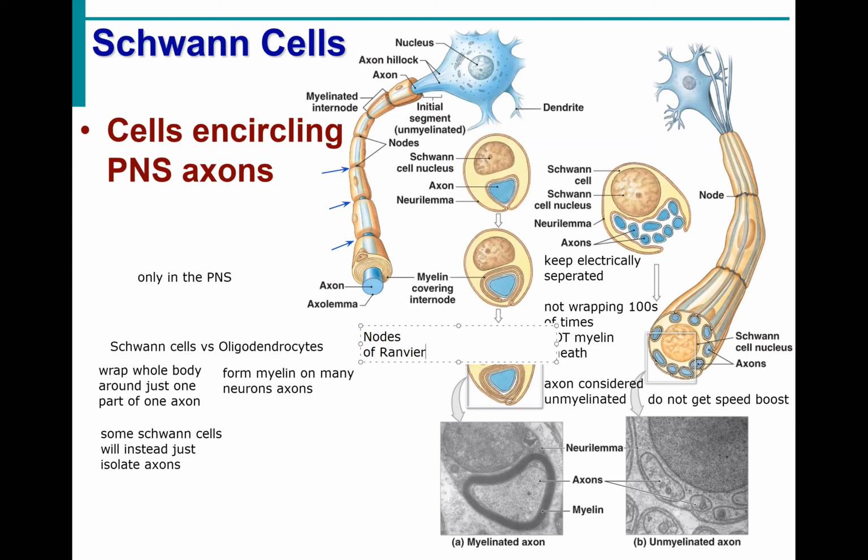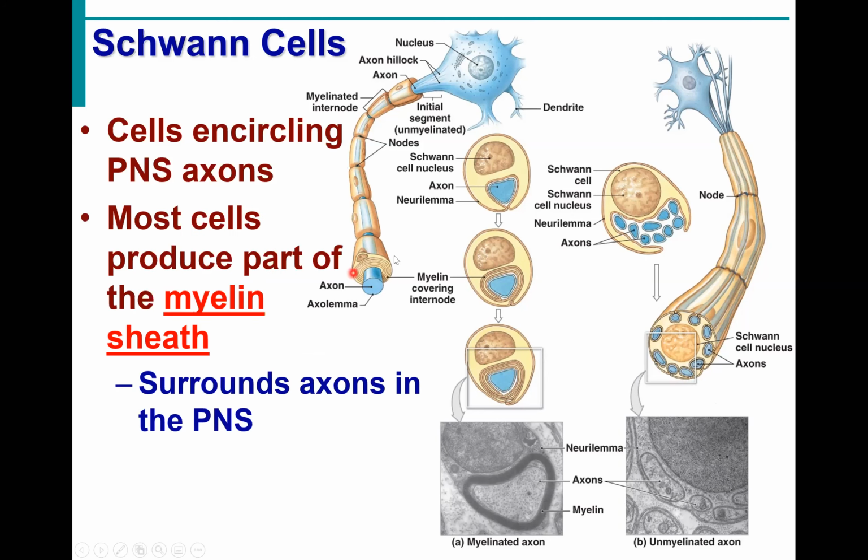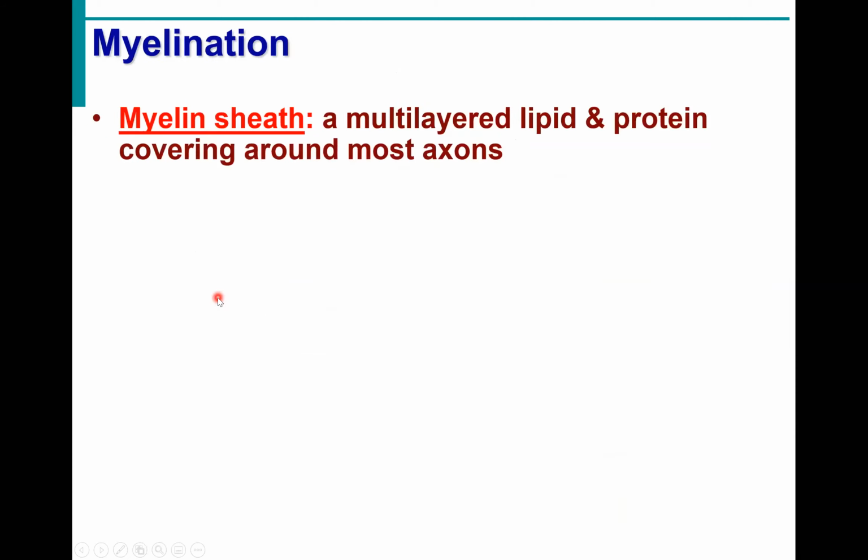And nodes of Ranvier are incredibly fun to say, but you don't actually have to write out the "of Ranvier" part. You can just refer to them as the nodes, and that will be acceptable. All right, and like I said, I think I have one more picture that shows this. So as I said, those Schwann cells form the myelin sheath in our peripheral nervous system. Yep, here it is. So myelin sheath, again, hundreds of layers of the phospholipids and the proteins wrapped around the axons. And most axons are myelinated.